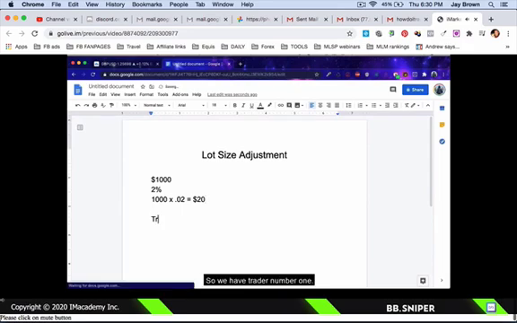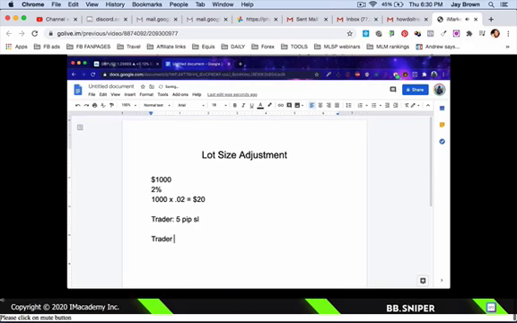So we have trader number 1, who is running a 5 pip stop loss. And then we have trader 2, who let's say is going to run a 10 pip stop. So we have a 5 pip stop loss for our first trader and a 10 pip stop loss for our second trader. I'm going to show you guys, first of all, how to adjust your lot size based off of your stop loss. And then second, why precision in the industry is key.